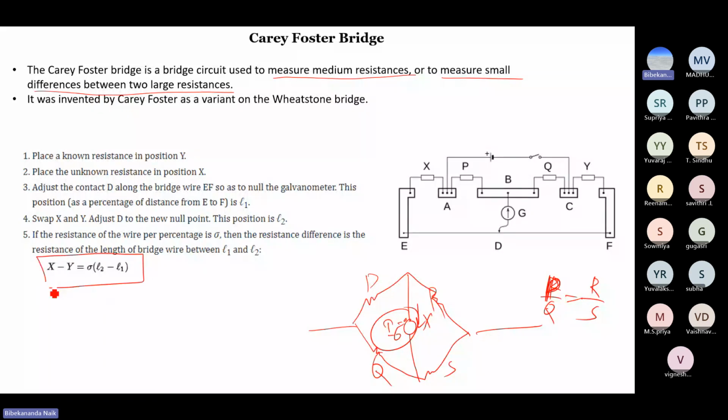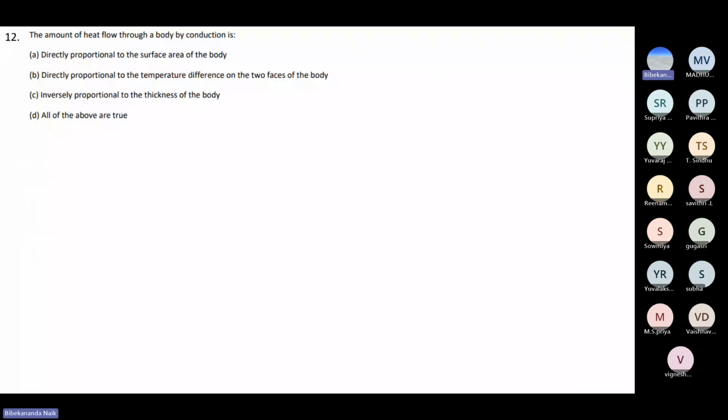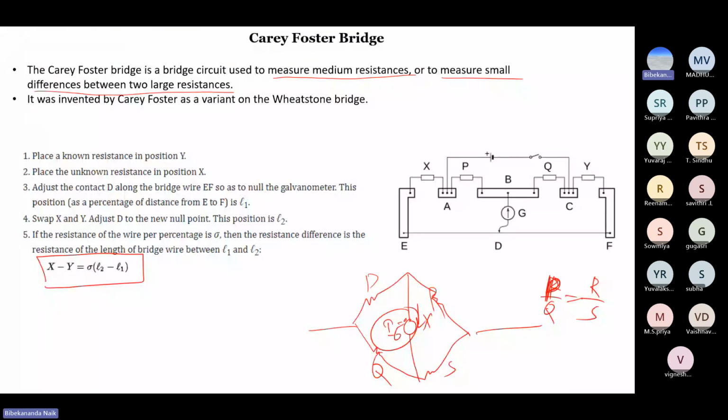So in this way, the Carey Foster bridge is used to measure an unknown resistance. If the two resistances are unknown, then we can measure the difference in the resistances. If one is known, then we can measure the second resistance, whose value is unknown. Now these are the experiments which were discussed last week.